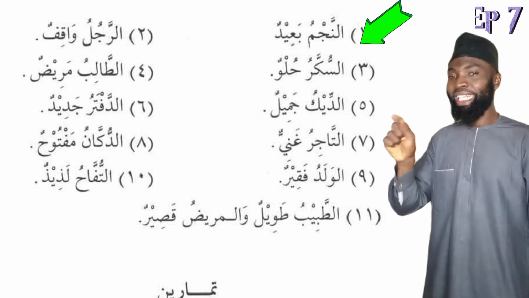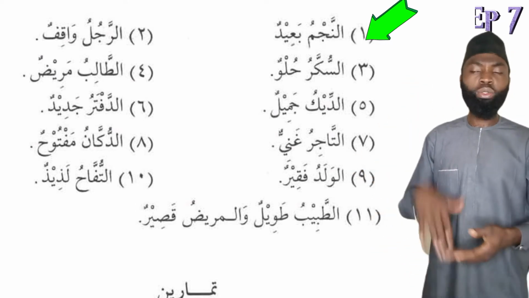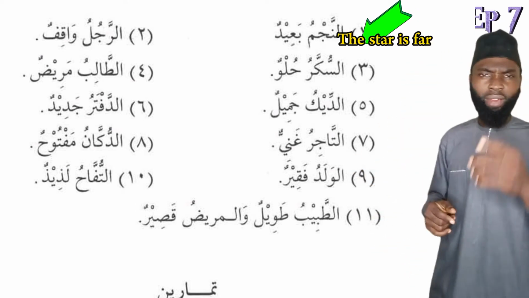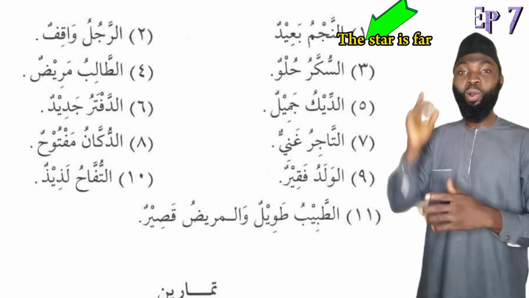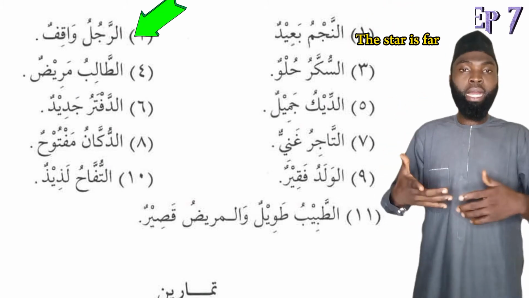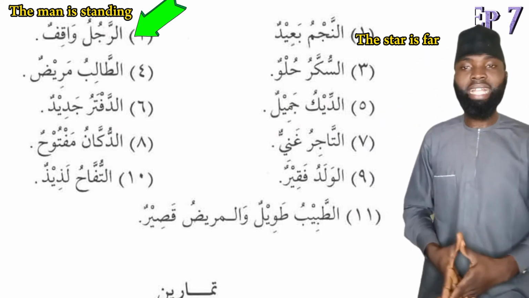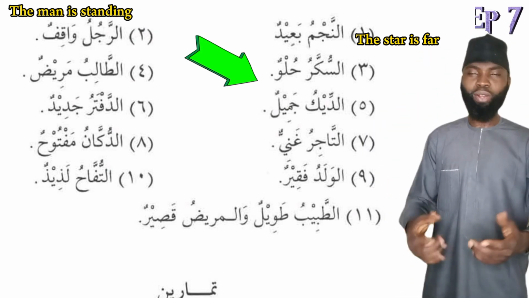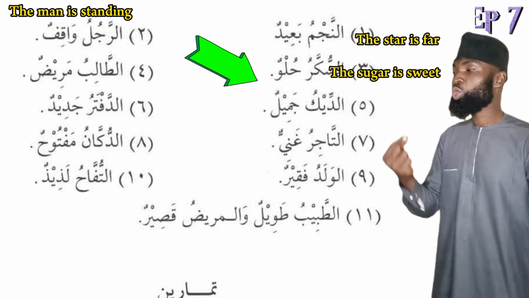An-najmu ba'idun. An-najmu, the star. Ba'idun, we're familiar with the word, is far. The star is far. Is it not far? The star is very far, millions of kilometers away. So let's see. Ar-rajulu waqifun. The man is standing. Then we have as-sukaru hulun. The sugar is sweet. MashaAllah.